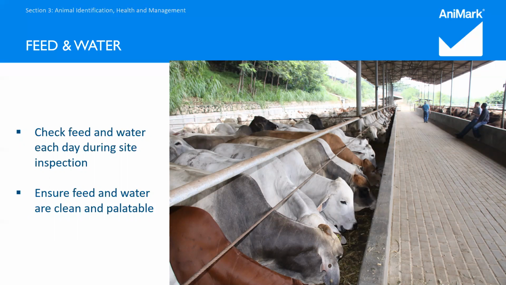In general, all animals should be fed at least once every 24 hours. Animals should also have access to clean, palatable water at all times when being held. Management of a site should consider what backup arrangements need to be in place to provide feed and water should it be required, and these backup systems should be available.